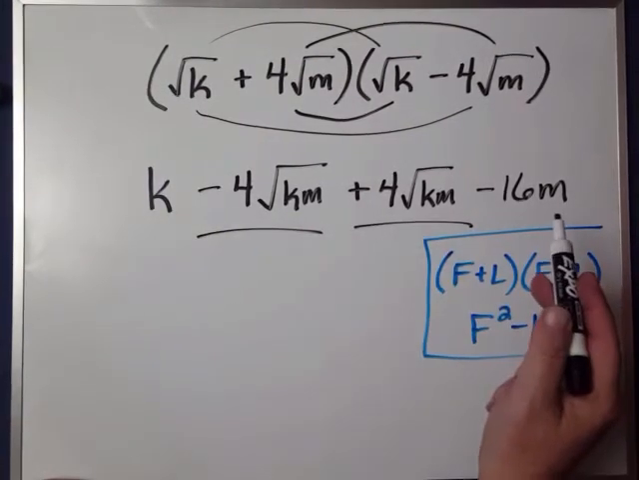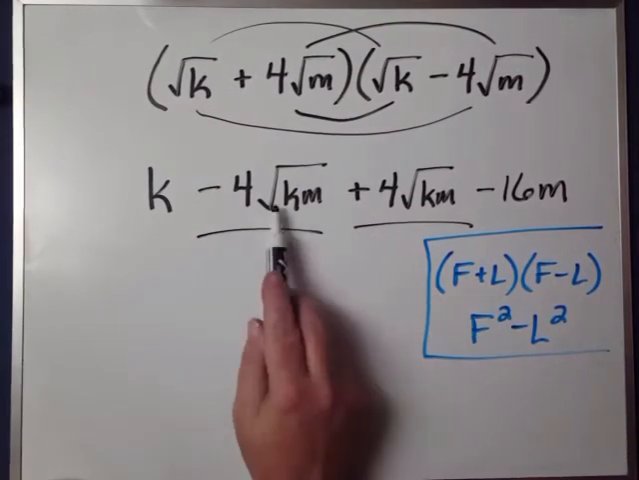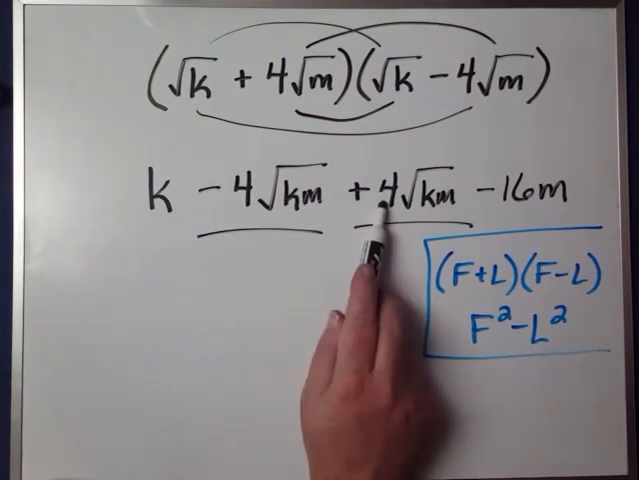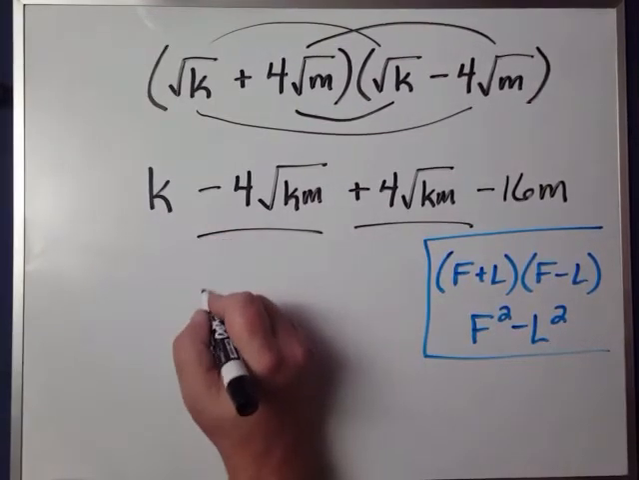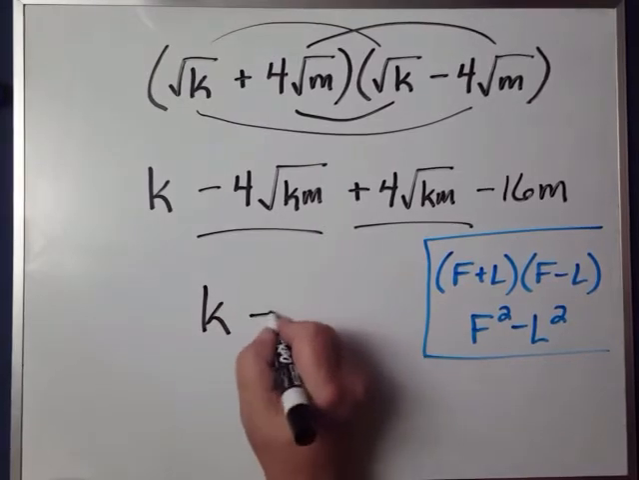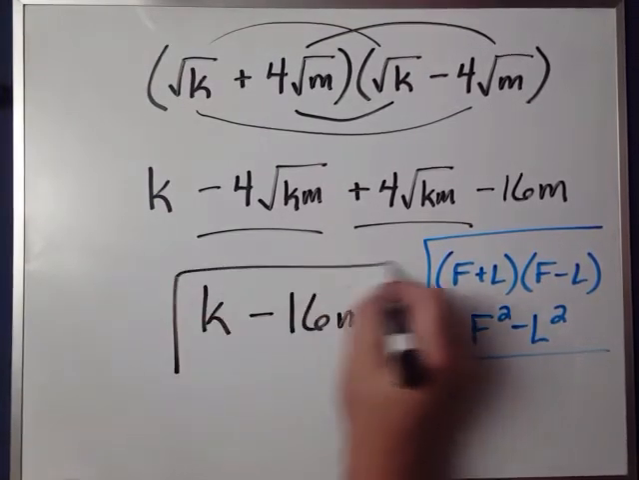We FOILed it out completely. Our inside and outside terms are going to subtract out. Minus 4 of them plus 4 of them leaves none of them. So we end up with just what? This k up front and this minus 16m from the end.